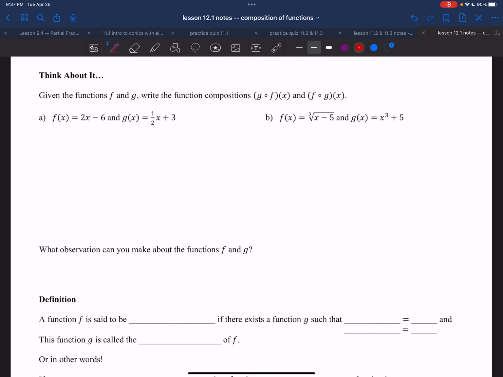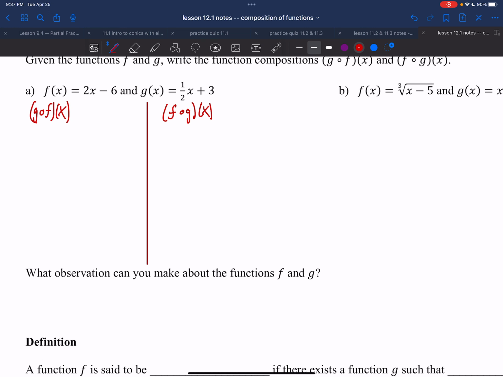Okay, so I didn't give the most space on this, but that's okay. Here's what we're going to do. We're going to find g composed with f of x. I'm going to make a little bar here. And we're also going to find f composed with g of x, right? Now, I'm going to switch to blue, okay? G of f of x, that's g of f of x.